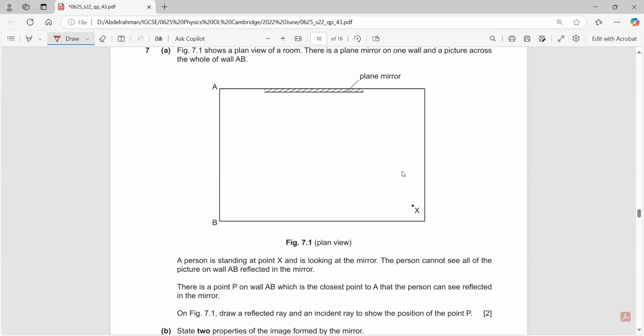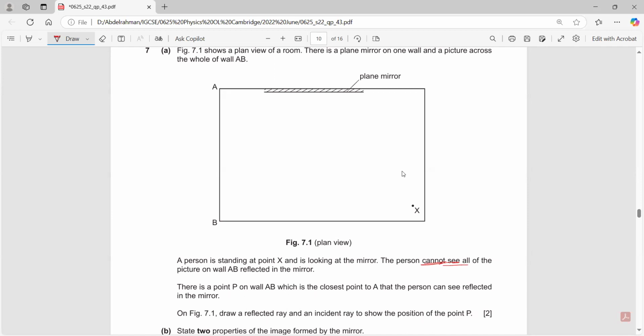A person is standing at point X and is looking at the mirror. The person cannot see all of the picture on wall AB. There's a point P on wall AB, which is the closest point to A that the person can see reflected in the mirror. So if the person is standing at X, looking towards the mirror, he can see only part of the picture. He cannot see it all.